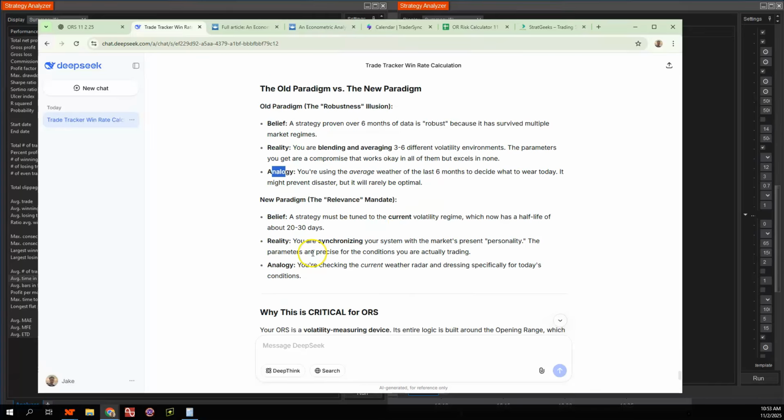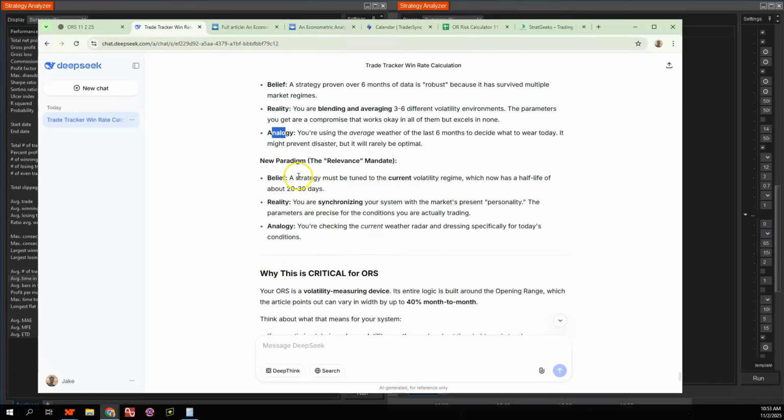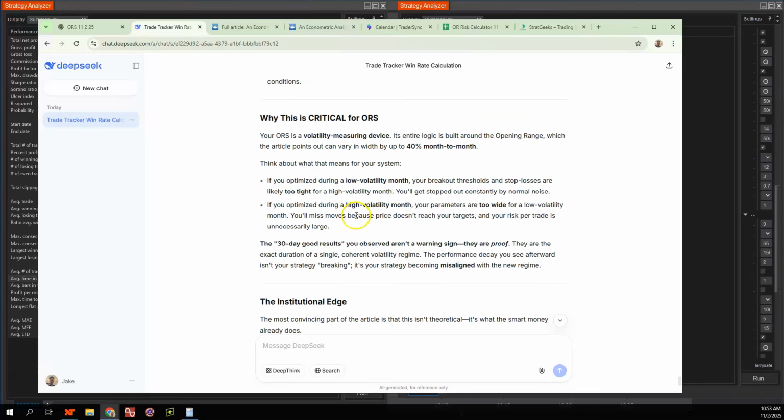New paradigm: the relevance mandate. Belief: a strategy must be tuned to the current volatility regime, which now has a half-life of about 20 to 30 days. So says that paper. Reality: you are synchronizing your system with the market's present personality. The parameters are precise for the conditions you are actually trading. Analogy: you're checking the current weather radar and dressing specifically for today's conditions. Pretty cool.